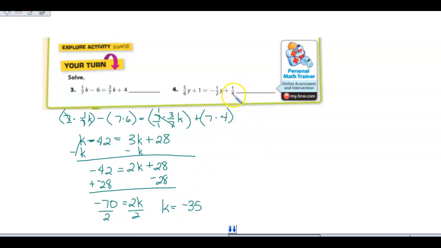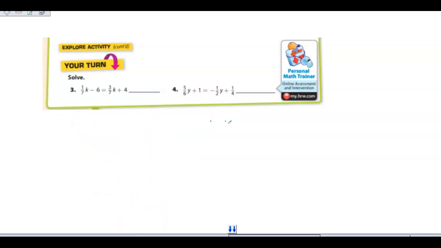Take a look at number 4. I have 5/6 y plus 1 equals negative 1/2 y plus 1/4. And I need to simplify it so that I can get rid of those fractions. So what would my least common multiple be? If you decided that 12 is your least common multiple, that is correct, because 2, 4, and 6 all go into 12 evenly.